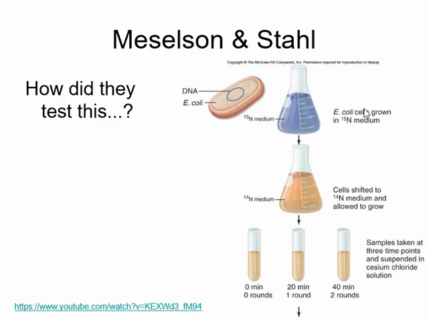All right, so we've got our heavy E. coli cells. Now let's move them into nitrogen 14, a regular medium here. And then we'll see what happens to that heavy DNA at time 0, after 20 minutes, which would be one round of replication for E. coli, and then 40 minutes, which is two rounds of replication.